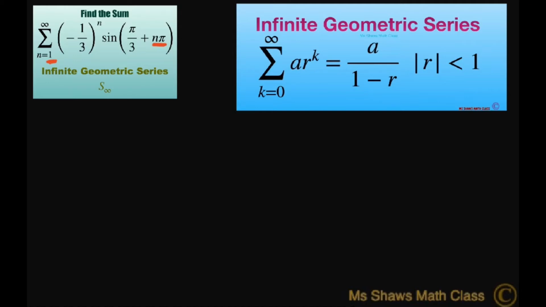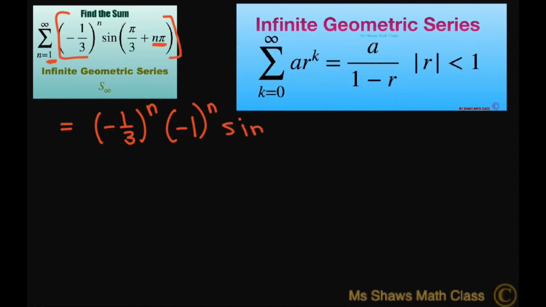So I can rewrite this, I'm just going to look at this piece right here, as (-1/3)^n. And I'm going to write the oscillation part as (-1)^n, because if it's the second term, it's going to be positive, and the first term is going to be negative. And then we're just left with sine of pi divided by 3.